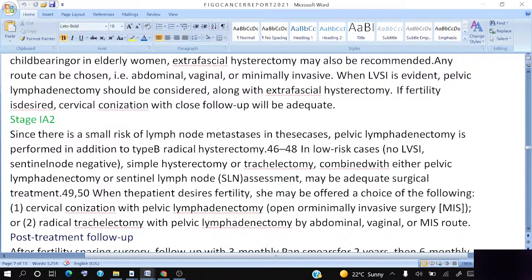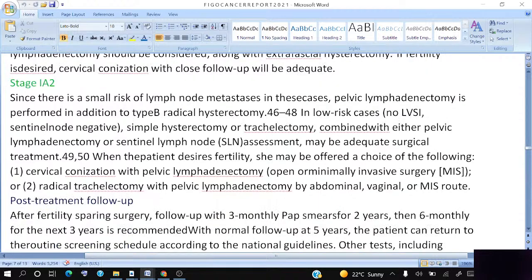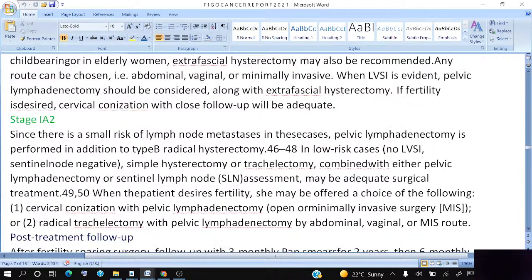So this is stage 1A2. We have here a small risk of lymph node metastasis. So pelvic lymph node dissection is performed as type 2 radical hysterectomy, and this will be the low risk. Here they say to do a simple hysterectomy or trachelectomy combined with pelvic lymphadenectomy, and the sentinel lymph node can be assessed surgically. So here, the consideration is invasion with evidence in the pelvic lymph nodes.